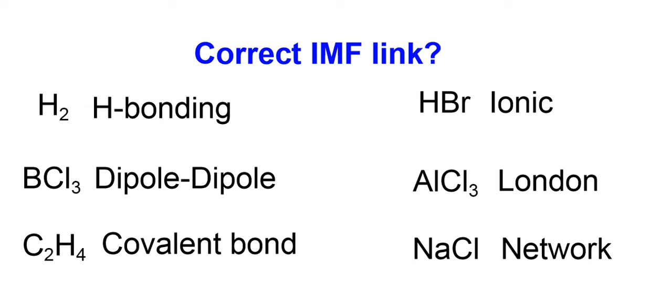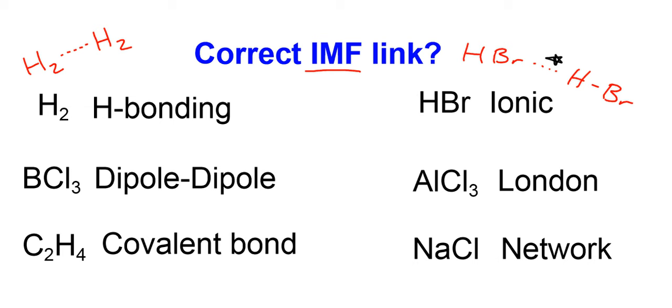This next scenario is an interesting one. Which pair is linked correctly? So it says correct IMF link. Please be aware of the implications of what that means. It means that if one of these compounds, let's just use this for example, is linked to another one of these compounds, right? If HBr is right here linked to another HBr, we're talking about the IMF, this force right there. So which one is the correct IMF link? So let's take a look at each one.